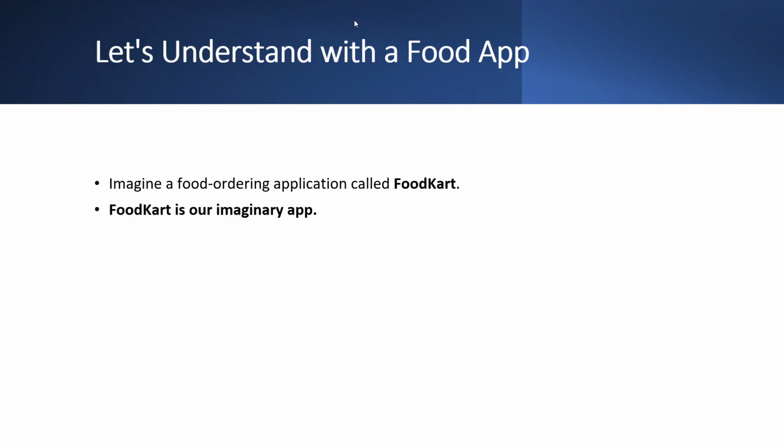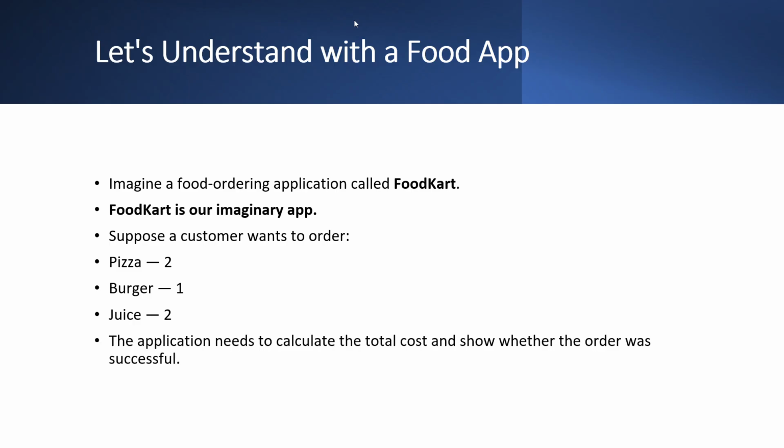Let's understand this with a simple real world example. Imagine a food ordering application called FoodKart. A customer wants to order two pizzas, one burger, and two juices. Now the application needs to calculate the total cost of the order. It also needs to confirm whether the order was successfully placed. But how does the application do this? It uses programming. Let's see how we can solve these problems step by step.